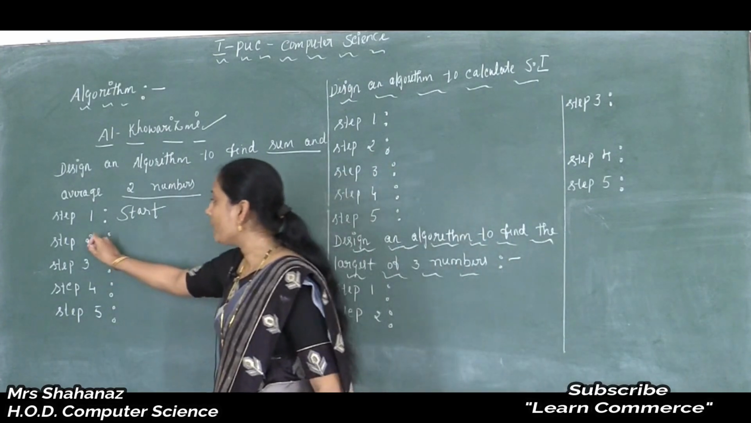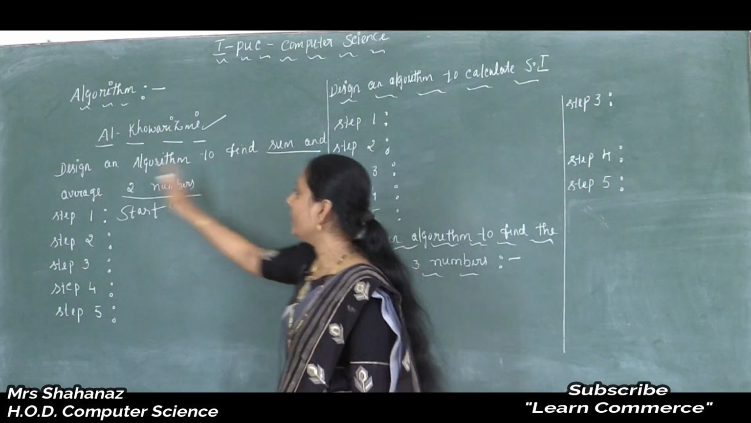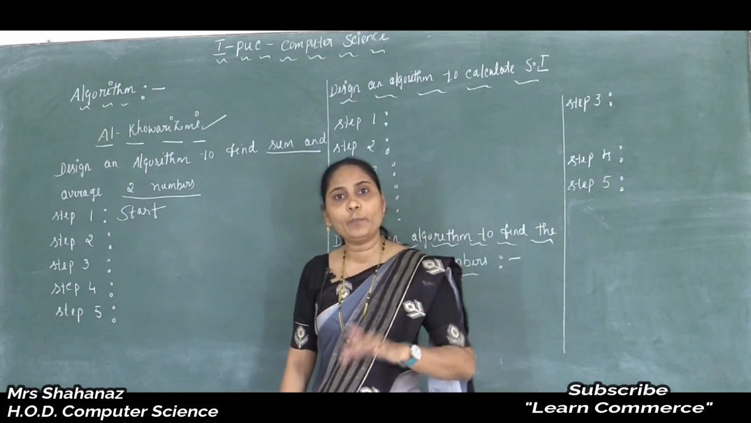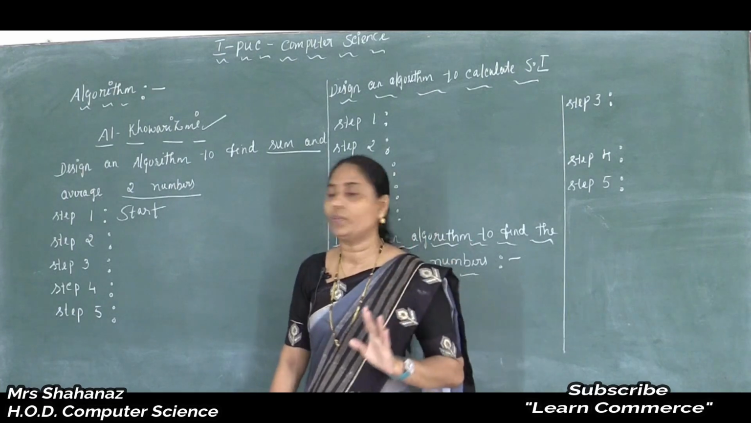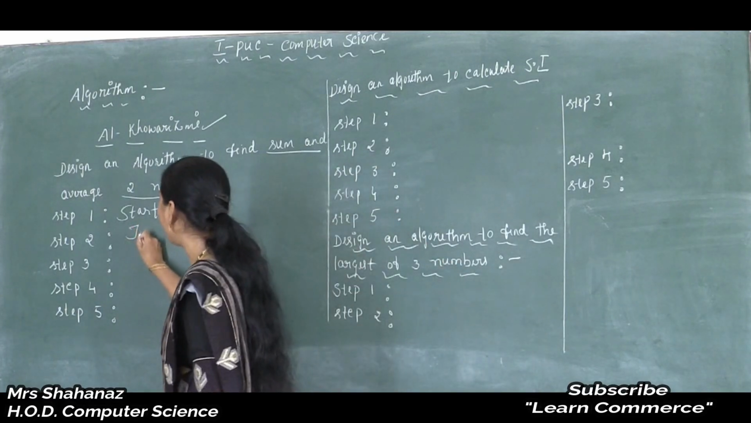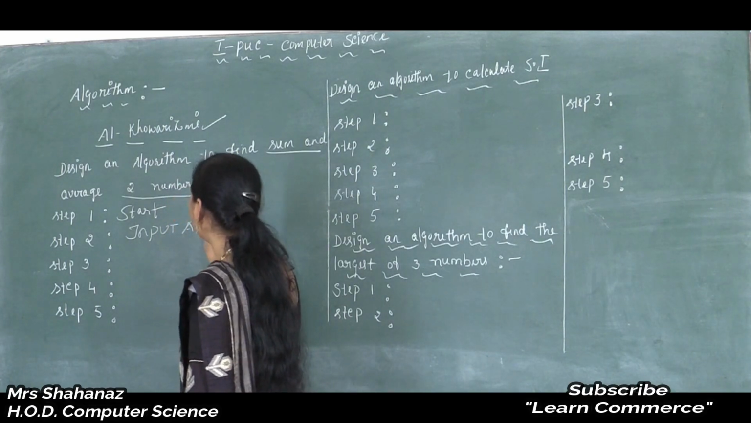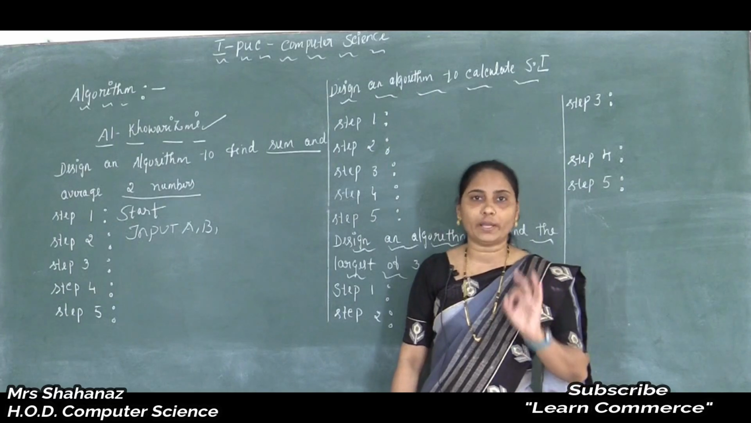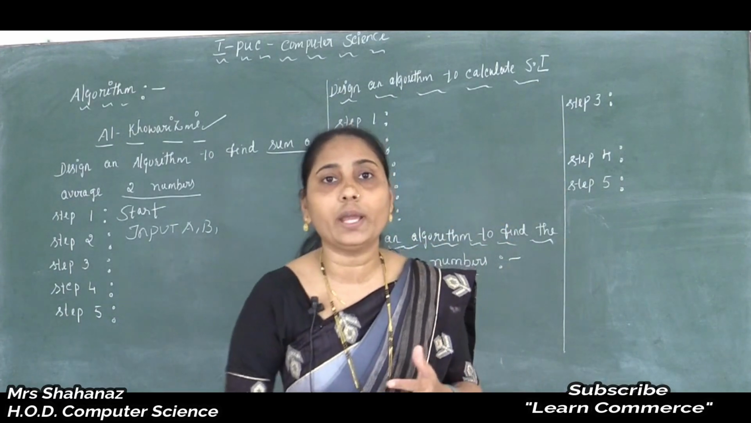and in our step 2, to get the answer of the sum and average of two numbers, sure we need to input the values, correct? We need to take two input variables. So I am going to take the input variables as A and B. Clear this point here? So I am going to accept two input variables, and any name can be used as the name of the variable.